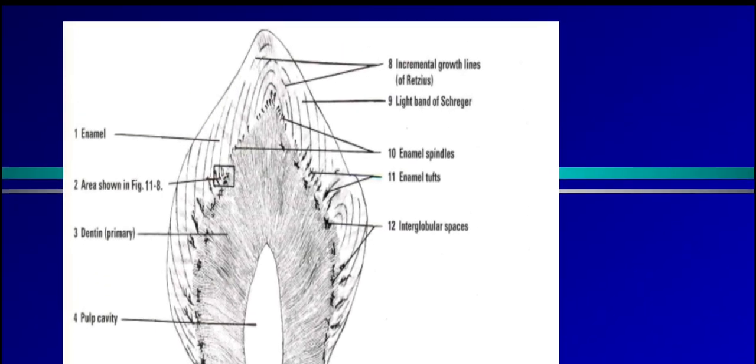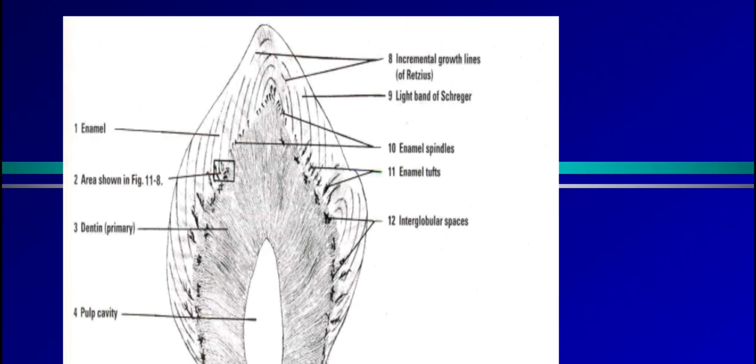Okay, so this is the histological picture of a dry tooth. Here one can find out what structures are seen. This cavity is the pulp cavity. Here this is the dentine material, and this is the enamel present there.